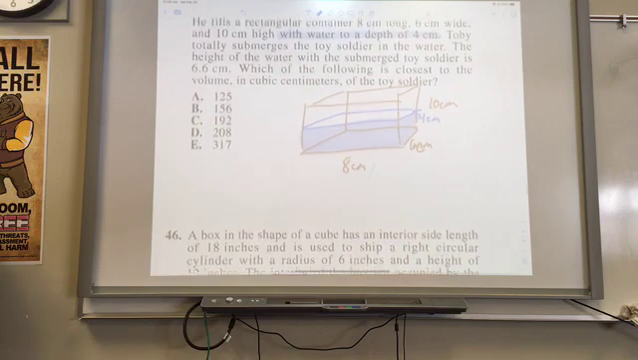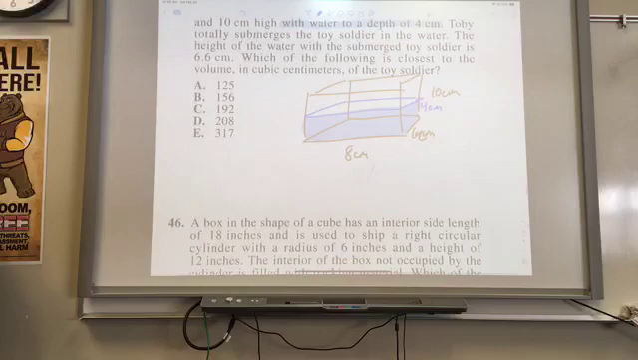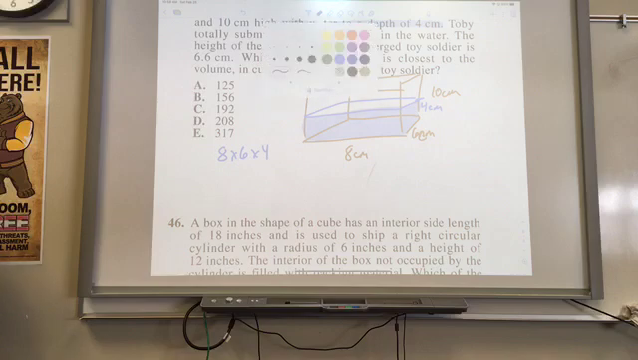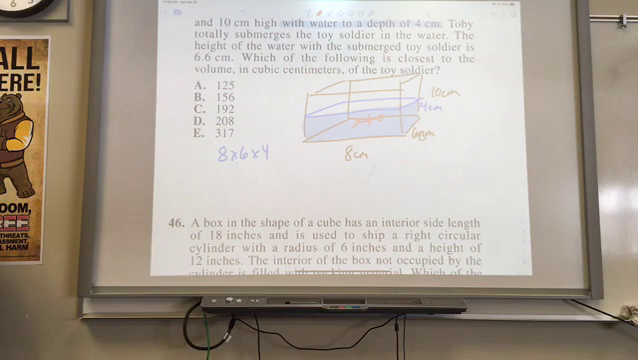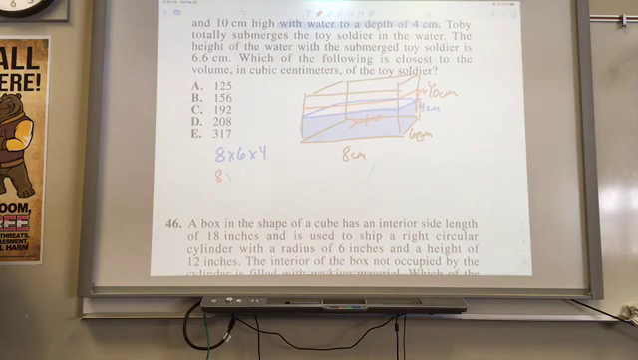Now, you guys, how much water is in there, or how could I find how much water is in there? 8 times 6 times 4? Cool. Now, I put my toy soldier in. That rises so much, actually. And it rises to 6.6. So with the toy soldier in there, it's 8 times 6 times 6.6. Can you guys figure out how much the toy soldier is? That's it. It's not anything complicated.